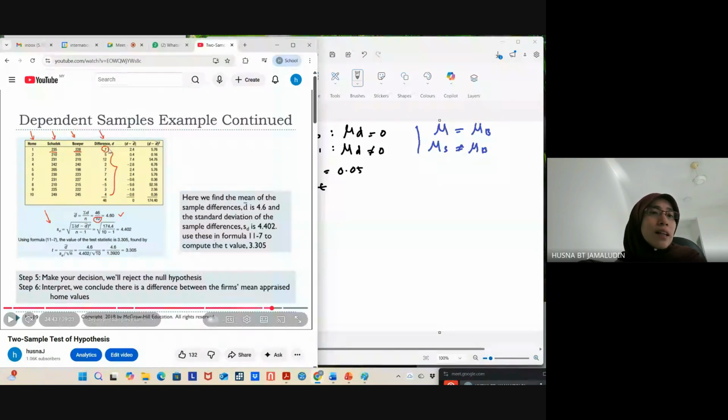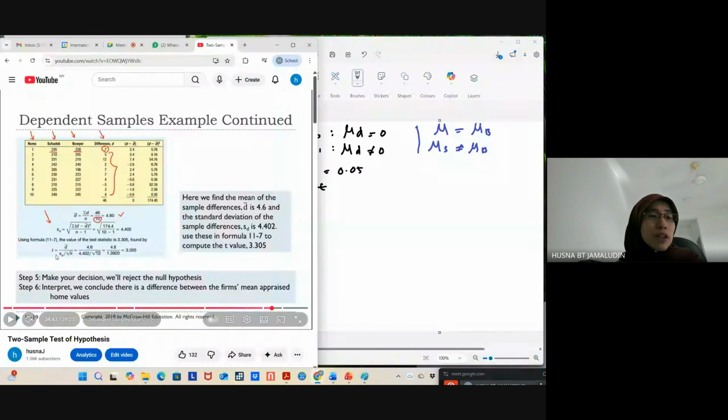So you take the observation, which is your difference, summations of 7 plus 5 until 4, you got 46. To find the mean, 46 divided by 10, you will get the mean difference. And then just compute the standard deviation using the information given. Okay, so once you have the mean difference and the standard deviation of the difference, you can apply the T formula. Let's assume that you know how to. This is just plugging your information into the formula.